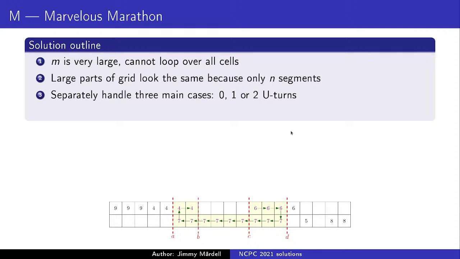And we're also going to separately handle 3 different main cases, having either 0 U-turns, 1 U-turn, or 2 U-turns. So this example down here is the most general, with 2 U-turns. But it's convenient when solving this to deal with these cases separately. And in these slides, I'm just going to focus on the hardest case with 2 U-turns, because if one can solve that, solving 0 and 1 U-turns is simpler.